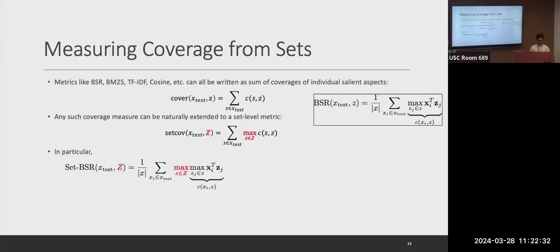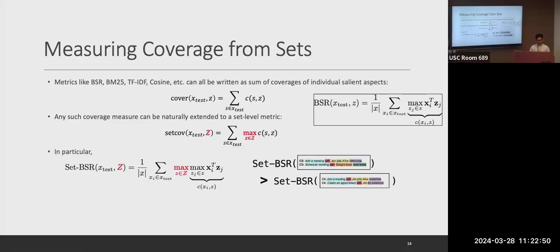If you were to do the same thing for BERT score, you would get set BERT score recall. You have a max over here. So what you're doing is, for each test input token, you're finding the most similar candidate token across all the candidate examples. If you do that, you get the ranking you want. C2 and C3 will rank higher than C2 and C4. I don't know how clear it is from the back, but I'll show it in action.